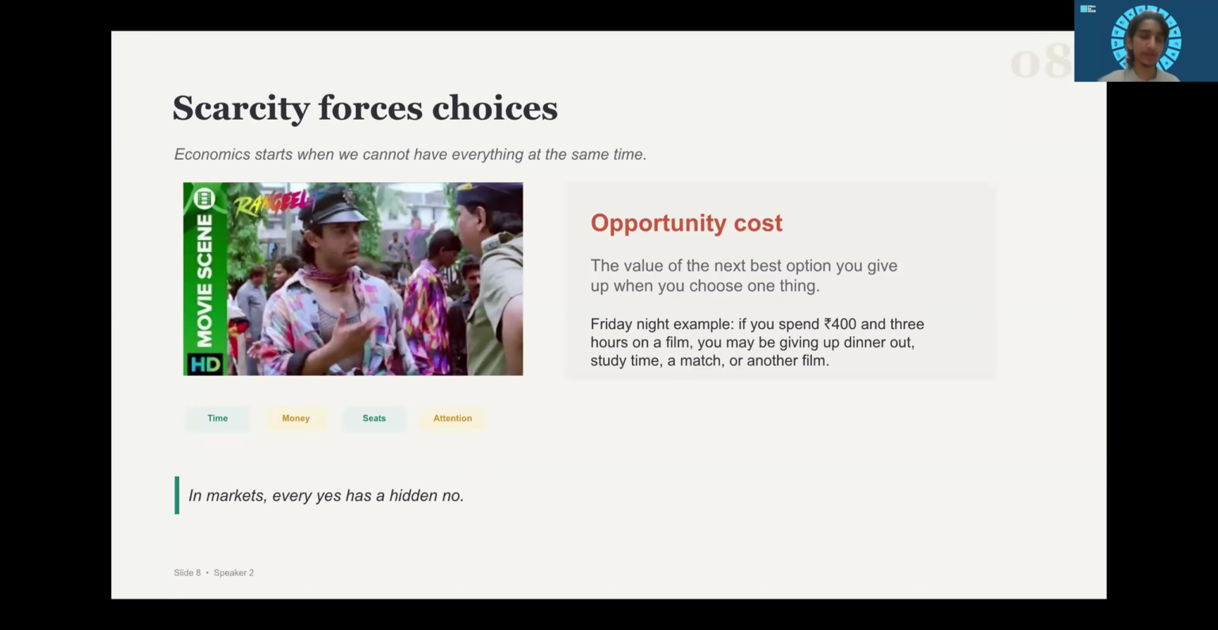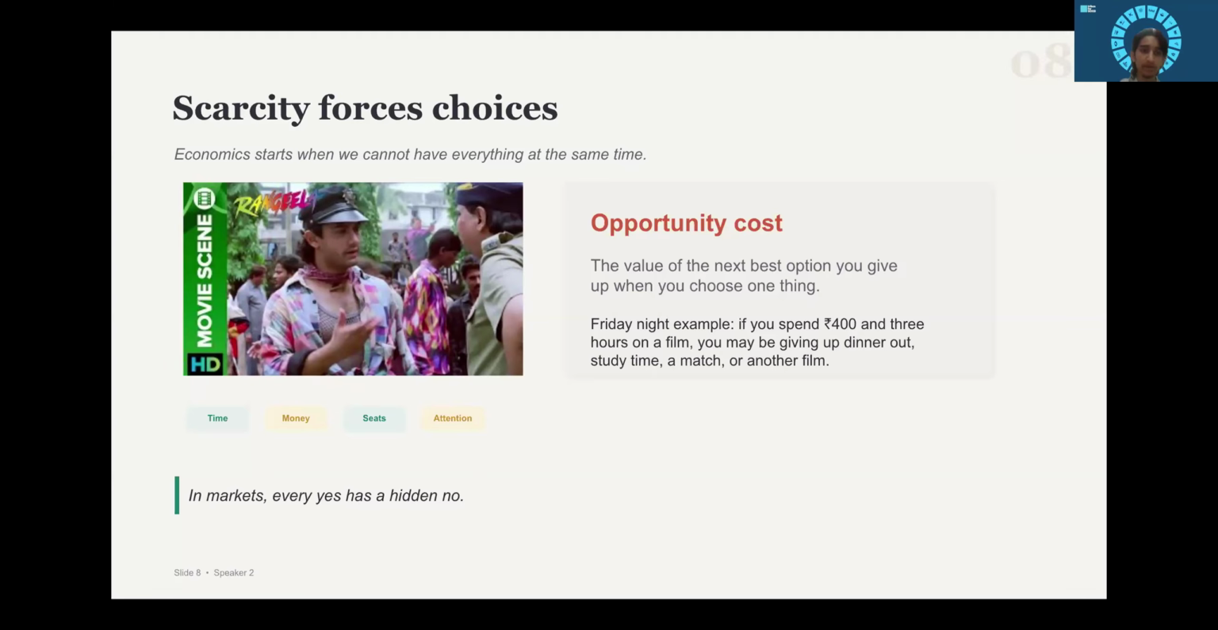Now, this is the most practical concept you'll learn here. It's called opportunity cost. Opportunity cost is the value of the next best option that you give up when you choose something else instead of it.